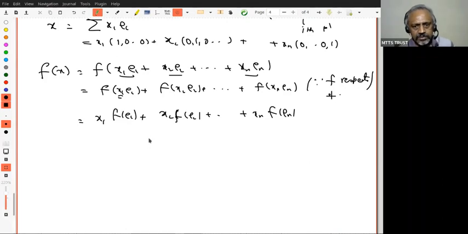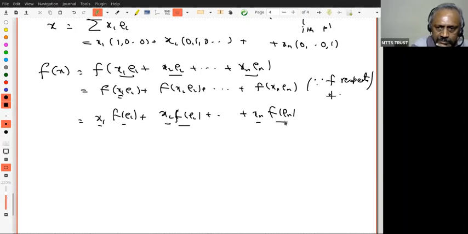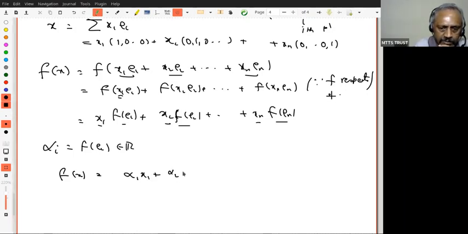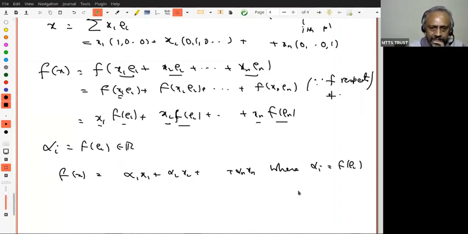Now, what is something interesting? Notice that x1 is a number, f of e1 is a number, x2 is a number, f of e2 is a number, xn is a number, f of en is a number. Therefore, let me call alpha i equal to f of e_i. This is a real number. Therefore, I can write f of x equal to alpha 1 x1 plus alpha 2 x2 plus alpha n xn, where alpha i is f of e_i. You understood that?